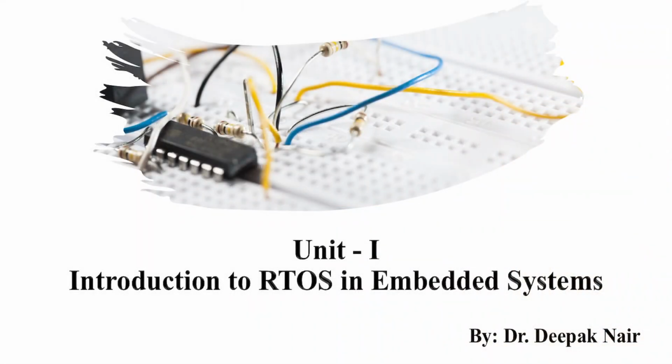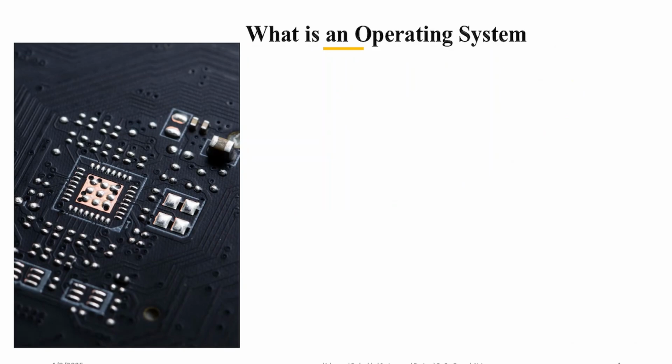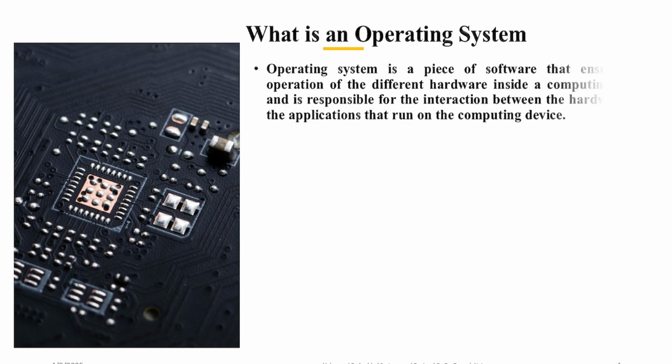First of all, let us start with the introduction part. So let us talk about introduction to RTOS in embedded systems. What is an operating system? Because RTOS is a part of operating systems, real-time operating system. So it comes under the umbrella of operating systems. So how can we define an operating system?